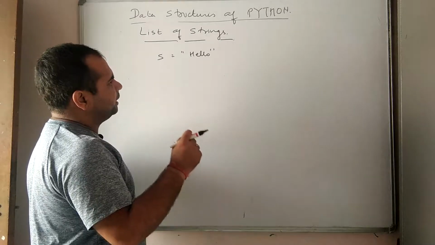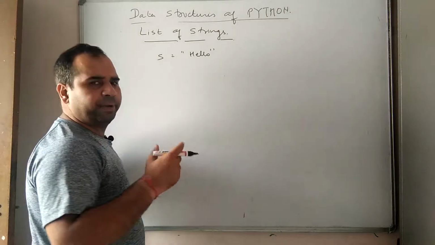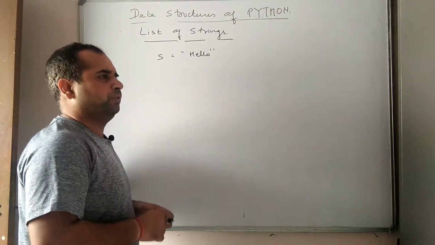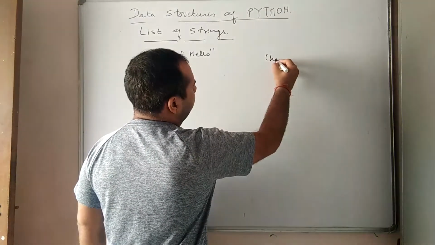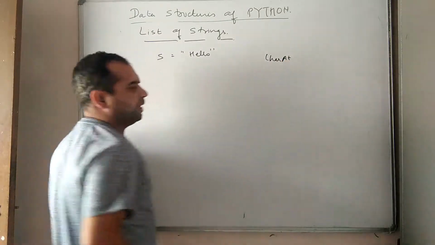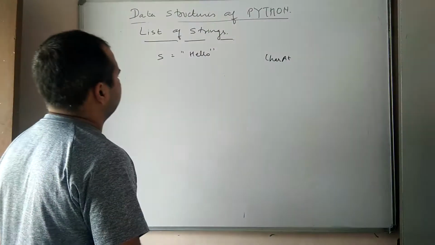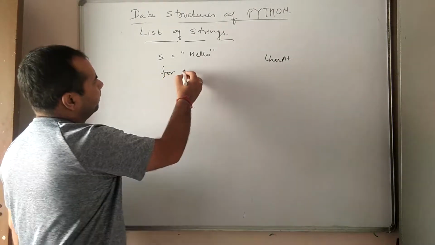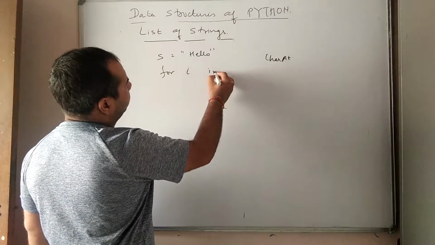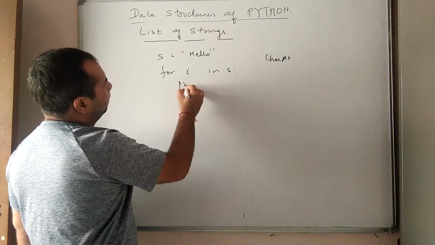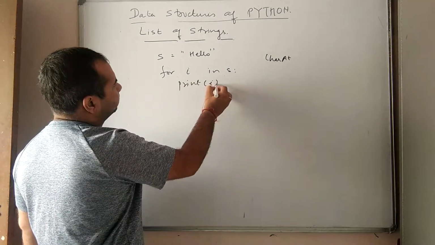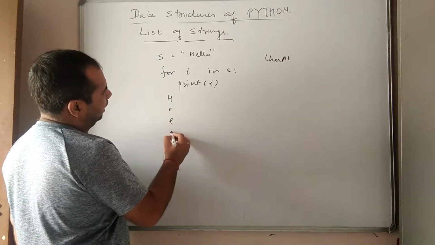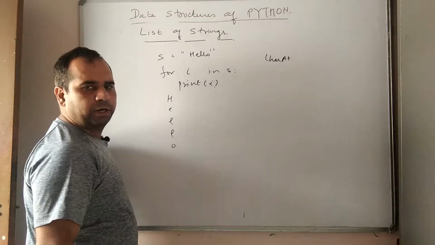If we have to print H-E-L-L-O separately, then to do that in C and C++, we have to do a hell of a lot of things, like using a function and keep on using it in a loop. But here in Python we just have to do this: for i in s: print i. That will print H-E-L-L-O in a very simple way.